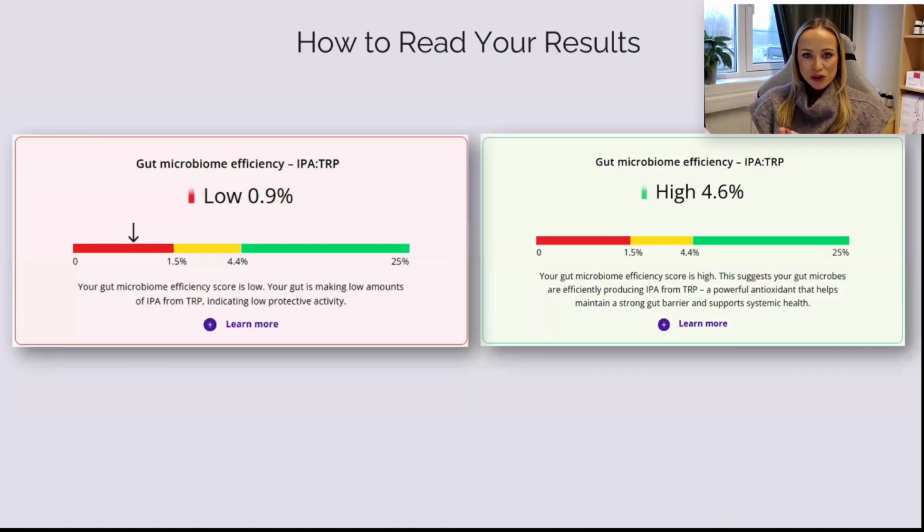And then we have the IPA to tryptophan ratio, our gut microbiome efficiency marker. And this one shows how efficiently your gut microbiota converts tryptophan into IPA. So if you have a higher ratio here, it indicates that you have stronger microbial conversion activity relative to the total tryptophan availability. And this pattern is typically seen with individuals that have higher fiber intake and greater microbial diversity, which are both factors that we know are important to promote beneficial indole production.